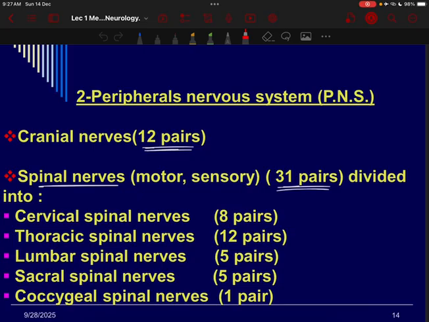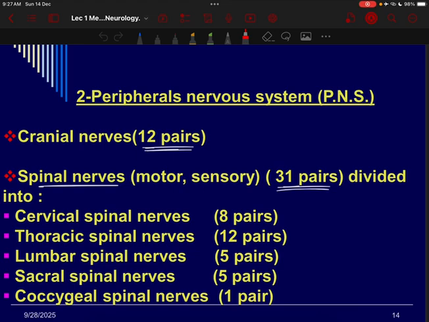And among these spinal nerves, we have motor spinal nerves and sensory spinal nerves. In total they are 31 pairs. These are cervical, 8 pairs, thoracic, 12 pairs, lumbar, 5, sacral, 5, and 1 coccygeal. In total, 31. So that is the peripheral nervous system.